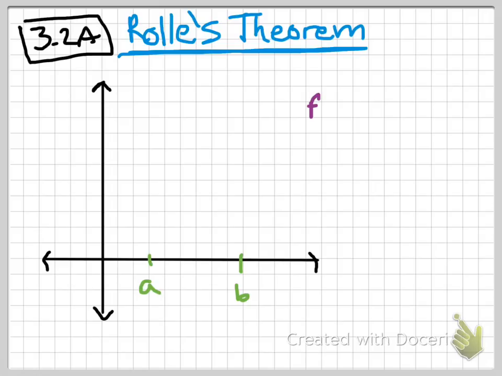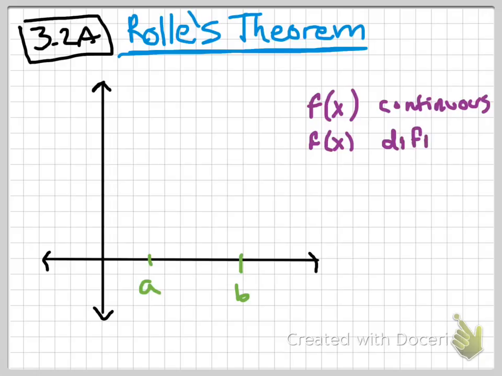You have a function on this graph, we'll call it f of x. This function is continuous. You know for sure f is continuous. You also know for sure that f of x is differentiable. And you also know that f of a is equal to f of b. These are kind of like the three menu items for Rolle's theorem. You have to have these three things: the function's got to be continuous, it's got to be differentiable, and f of a equals f of b.